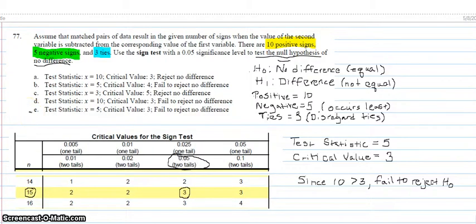So choice E, test statistic 5. That works. Critical value 3. That works. Fail to reject, no difference. And we did. We failed to reject H0, which said no difference. So our correct answer here is E. Fail to reject, no difference. E.